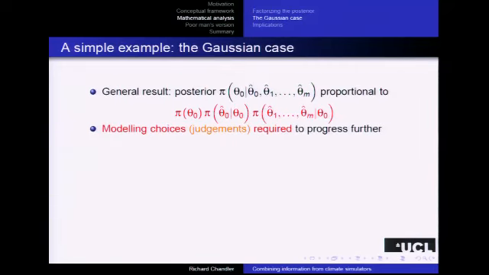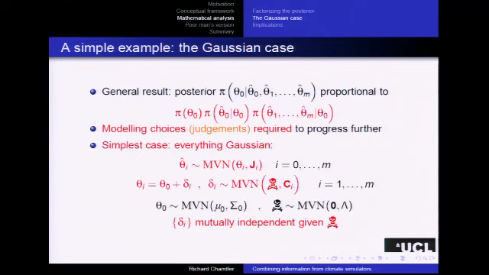So that is completely general. To get any further, I've got to make some judgments. And what I'm going to do now is analyse a rather simple case in which my judgments about everything are that they're all Gaussian. So the MLEs are multivariate normal, centred on everything.